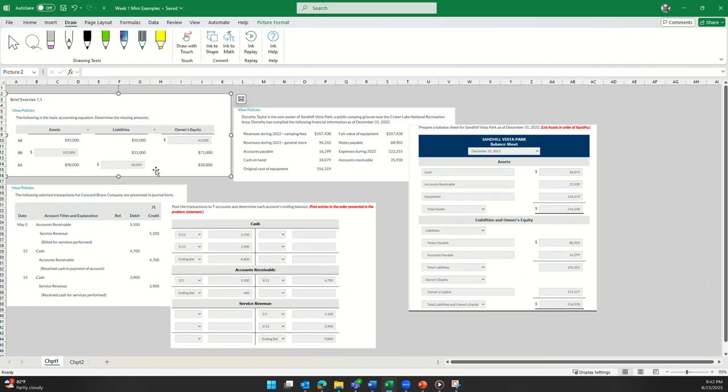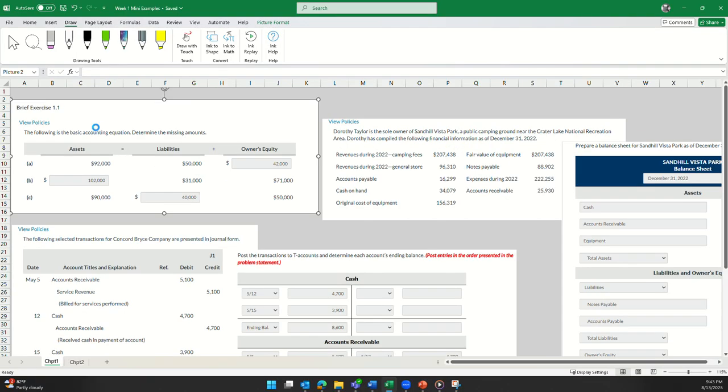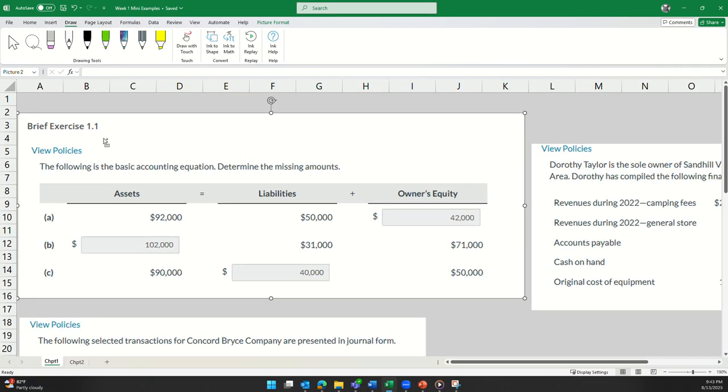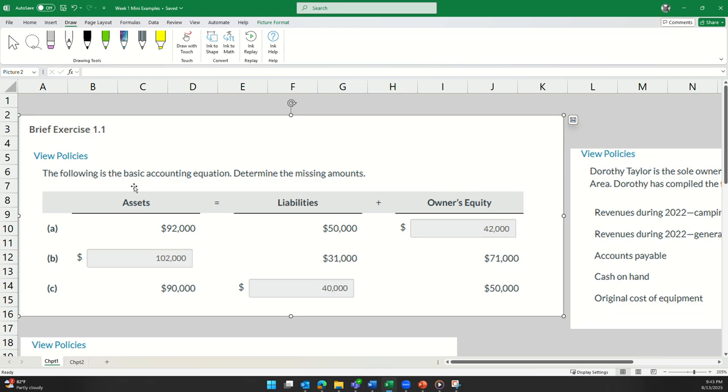So just to hit home the point of the balance sheet, the balance equation, let's enlarge this so you can see it. Look at this little exercise here. The answers are shown, but I'm going to walk you through this anyway. The accounting equation is assets equals liabilities plus owner's equity.